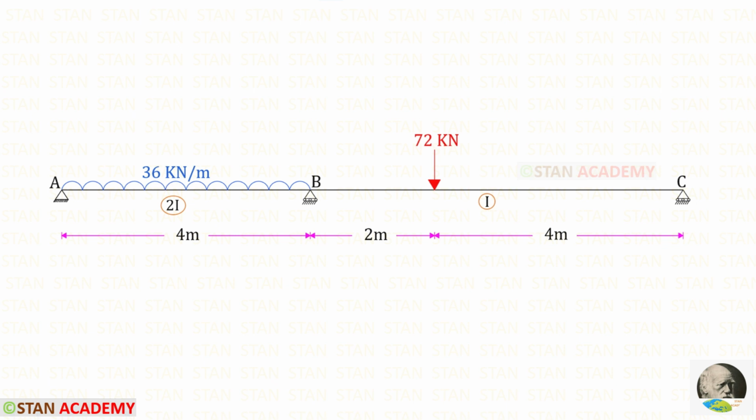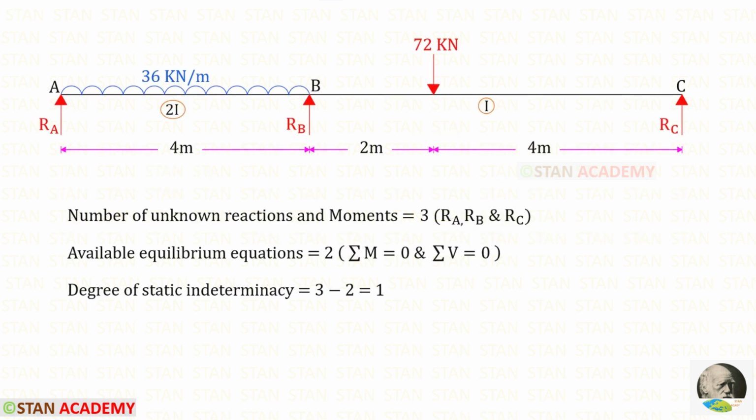Span AB is 4 meters long and its moment of inertia is 2I. Span BC is 6 meters long and its moment of inertia is I. Now let us find the degree of static indeterminacy. The number of unknown reactions and moments is 3. They are the vertical reactions RA, RB and RC. The available equilibrium equations are 2. The degree of static indeterminacy will be 3 minus 2, so it will be 1.